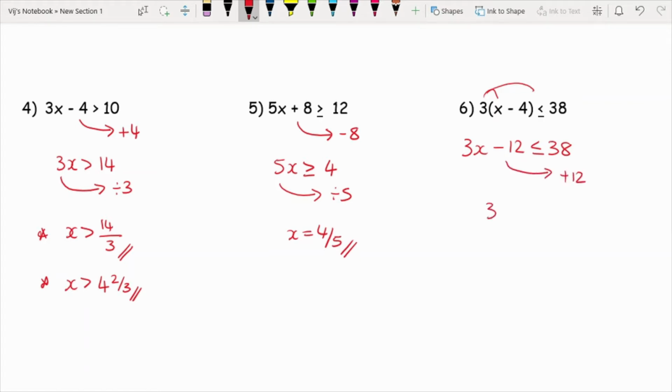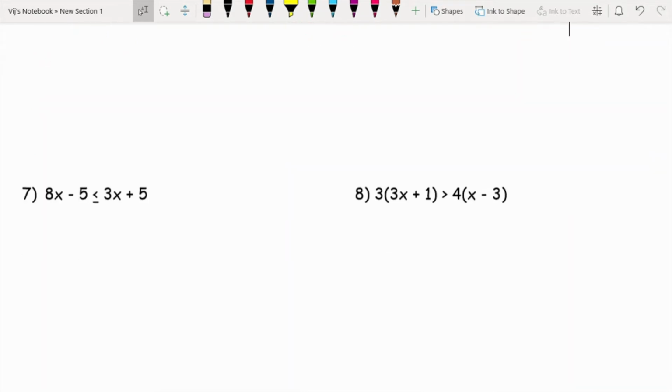So I've got 3x is less or equal to 38 plus 12, which is 50, and then I'm going to divide by 3. So x is less or equal to 50 over 3, and there is my final answer. And again, if you want to write this as a mixed number, that is entirely up to you. So moving on to our next set of examples.